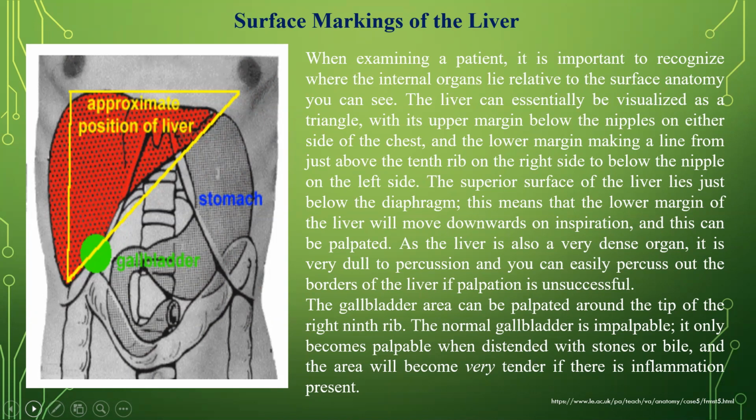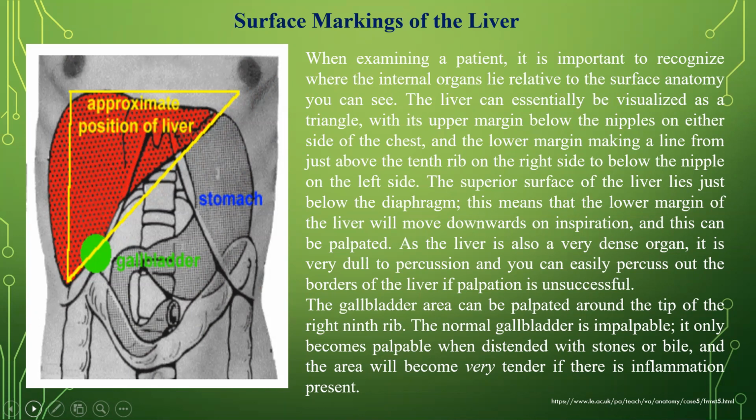As the liver is also a very dense organ, it's very dull to percussion, and you can easily percuss out the borders of the liver if palpation is unsuccessful. The gallbladder area can be palpated around the tip of the right ninth rib.